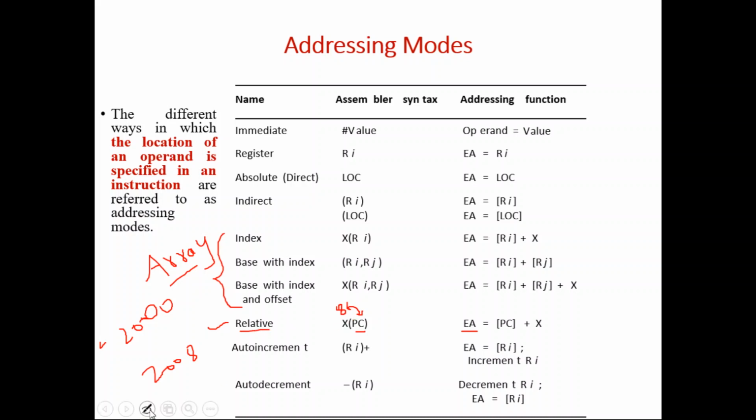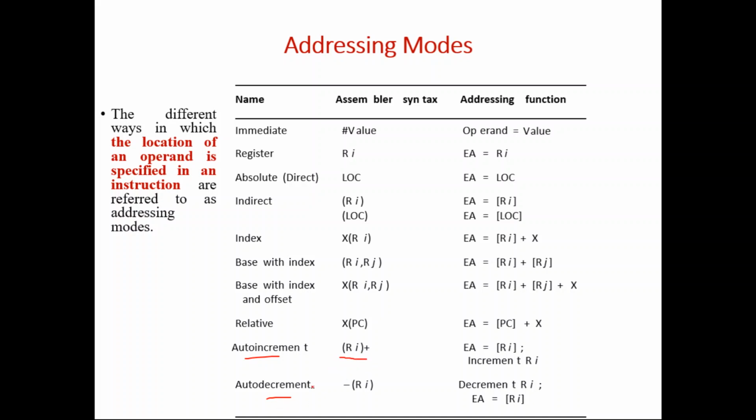And then there is something called auto increment and auto decrement, which is similar to the post increment and post decrement in C or Java. So auto increment is nothing but post increment, whereas auto decrement is a pre decrement. So these are the various addressing modes in brief. Let us discuss in detail how all these addressing modes work.